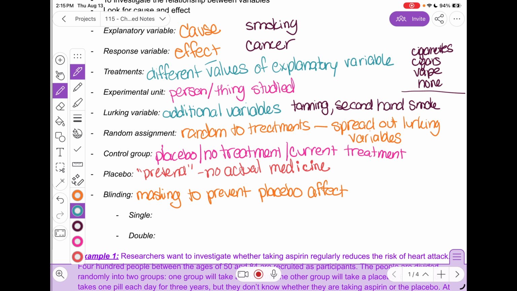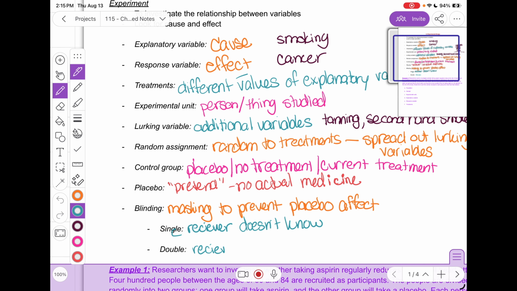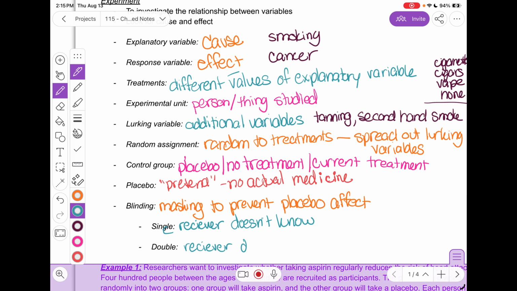So a single blind study is when the receiver, the person getting the treatment, doesn't know. So those 3 groups didn't know which of the pills they were taking. Double is when the giver and the receiver don't know. Receiver and giver don't know.